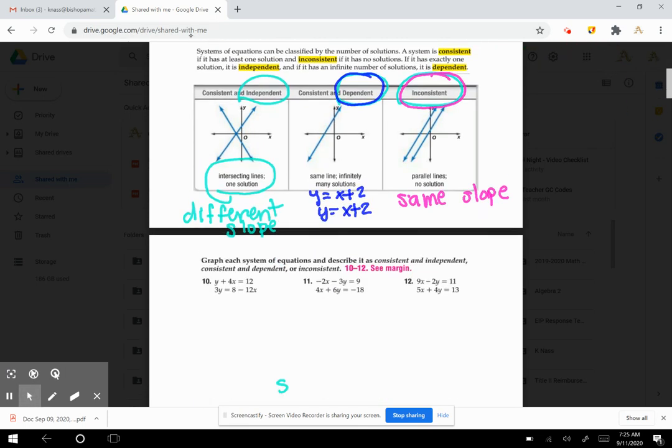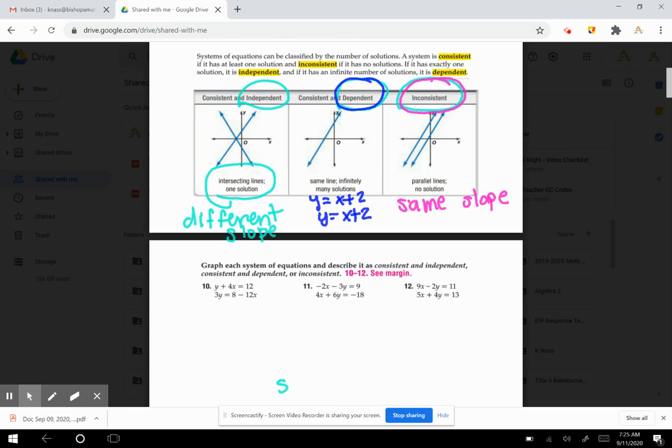Okay, so let's look at these first. Let's look at these 3, 10, 11, and 12. So I know for here it says to graph using a system of equations, but what's nice is now that we learned these little hints right here, a different slope for independent, a same slope for inconsistent, and the same equation for dependent, we technically don't have to graph in order to figure out this information. But what we have to do is every single time we're doing this, it has to be in slope-intercept form. Y equals mx plus b.